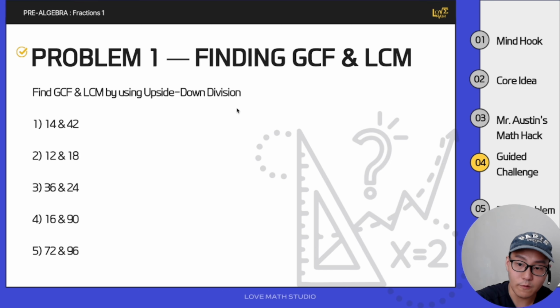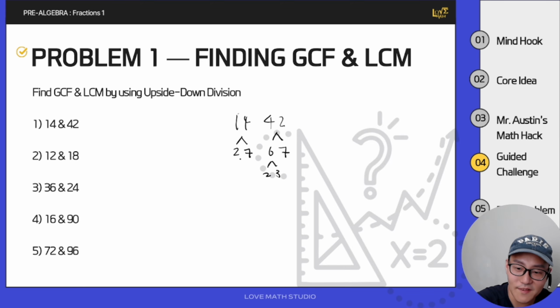So greatest common factor for number 1, 14 and 42. Let's look it up. 14's factors are what? 1 times what gives 14? 2 times 7. How about 42? 6 times 7, and 6 is 2 times 3. So what factors are common in 14 and 42? 2 and 7, right? So 14 is the greatest common factor of these two numbers.